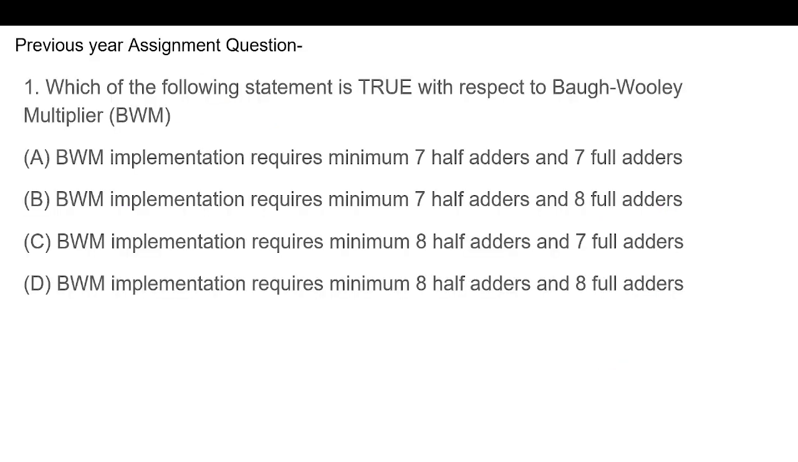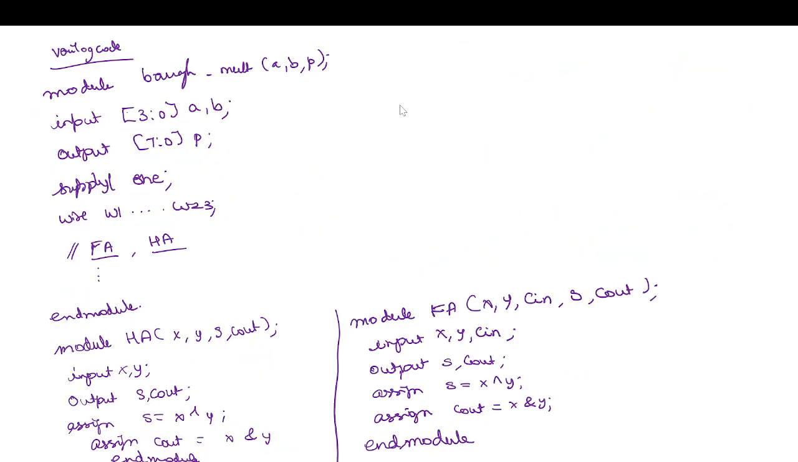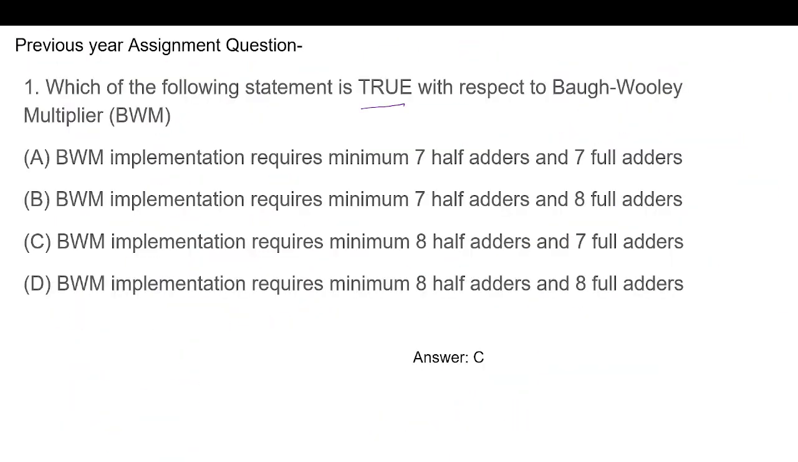Now let us try some previous year questions. The following is true for the Booth multiplier: 8 half adders and 7 full adders. 8 half adders plus 7 full adders. Option C.